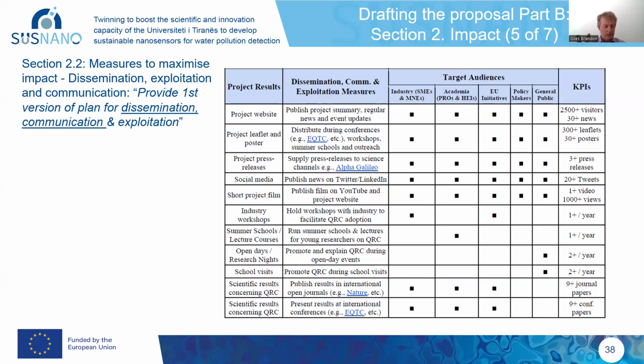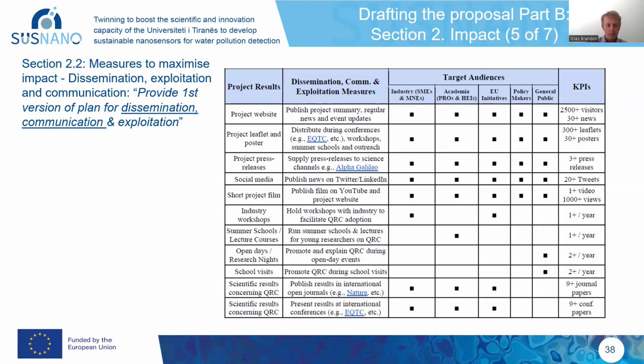So with that particular scheme, you have a rather extreme page limit. When we submitted the proposal, we could only have 17 pages for the whole of the Part B. So everything had to be very, very concise, very consolidated. And this is the table that we came up with. So what you're seeing here, first column, it shows what are project results, everything from project website to scientific results.